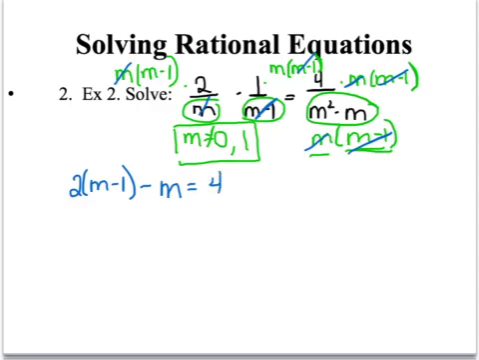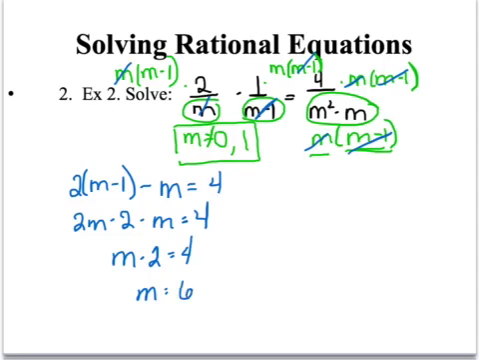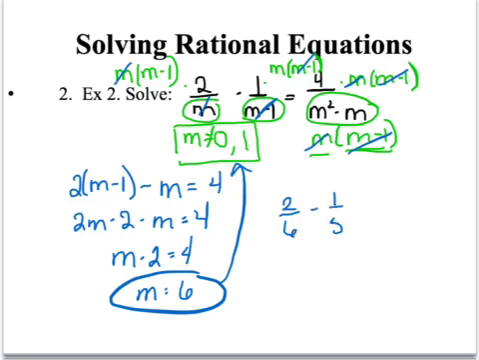And now I can solve this as if I would a linear equation. I do my distribution property. I'm going to combine my like terms and then add 2 over to the other side. So I got 6. Okay, that's an okay answer to get, as long as it wasn't 0 or 1, I'm alright. And then to check, 2 over 6 minus 1 over 5 should equal 4 over 30. 6 times 5. And you could check that in your calculator and you'll find out that it works.